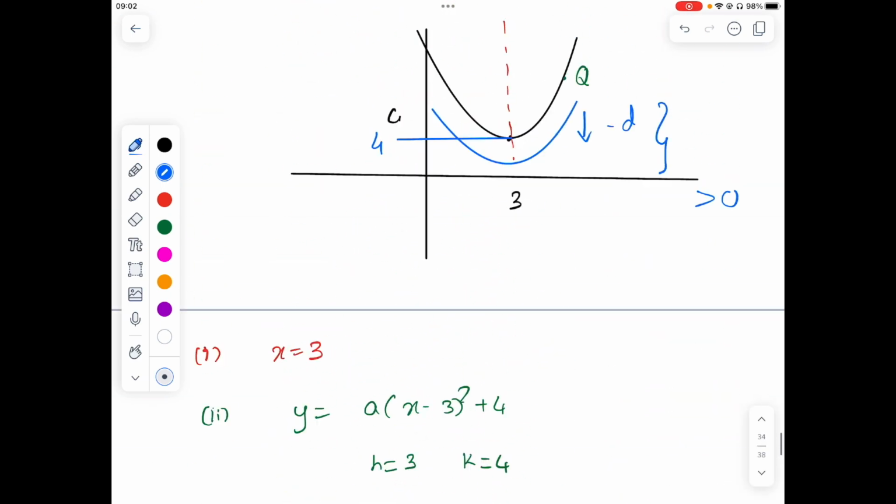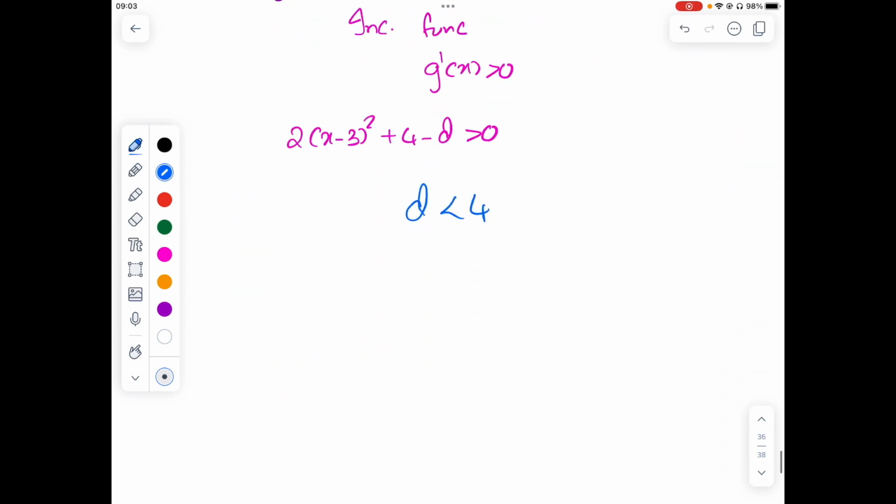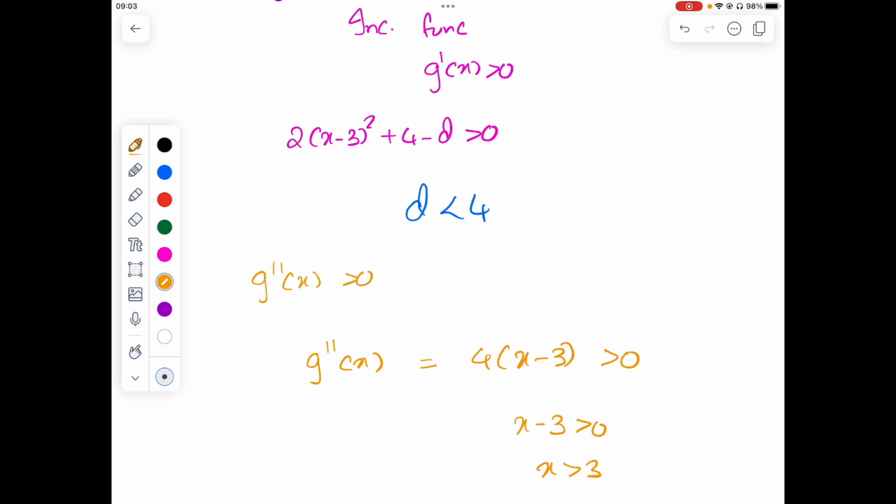And finally, the last part, what is he asking? Find the values of x when g is concave up. So for concave up, what is the condition? Remember, the second derivative should be positive. So find the second derivative of g of x. The first derivative of g of x was already 2 times (x minus 3) whole squared plus 4 minus d. What will be the second derivative? 4 times (x minus 3), and this should be positive. So x minus 3 should be greater than 0. So x is greater than 3. That's going to be the answer.